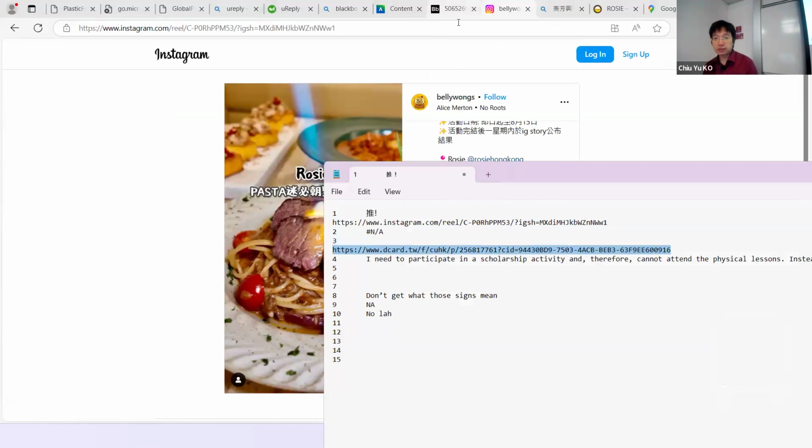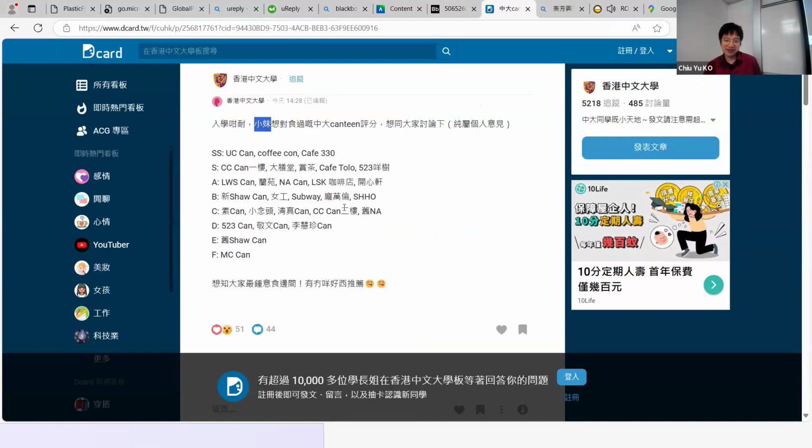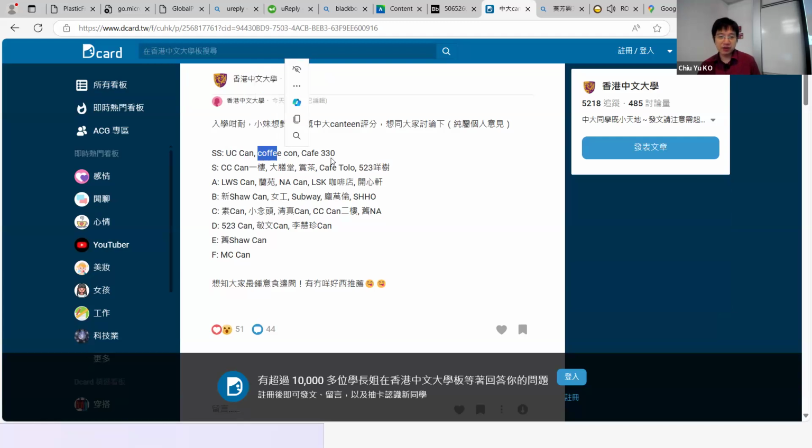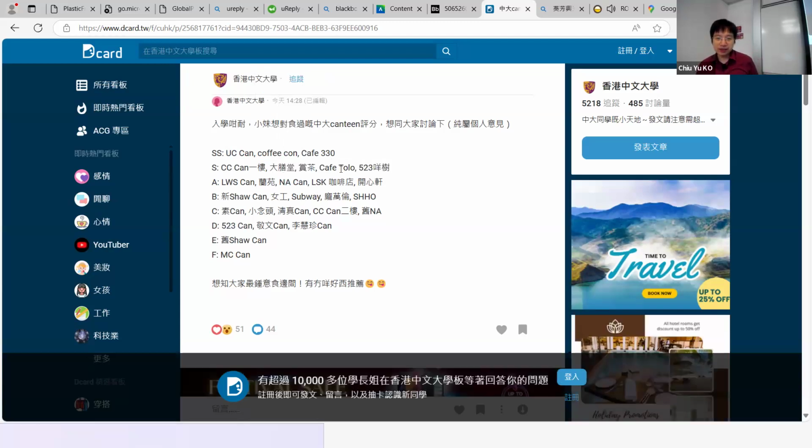So let's look at the other one. Oh, this is the canteen marks. There's a female who suggests the marks, okay? But usually you don't know whether this is a boy or girl. Usually when they say this, it's a guy, but anyway. They said this is the UC canteen, coffee corner, and Cafe 330. And the Chongqi canteen is near. So there's a list of canteens. I don't know if you agree or not, but you can take a look when you try.